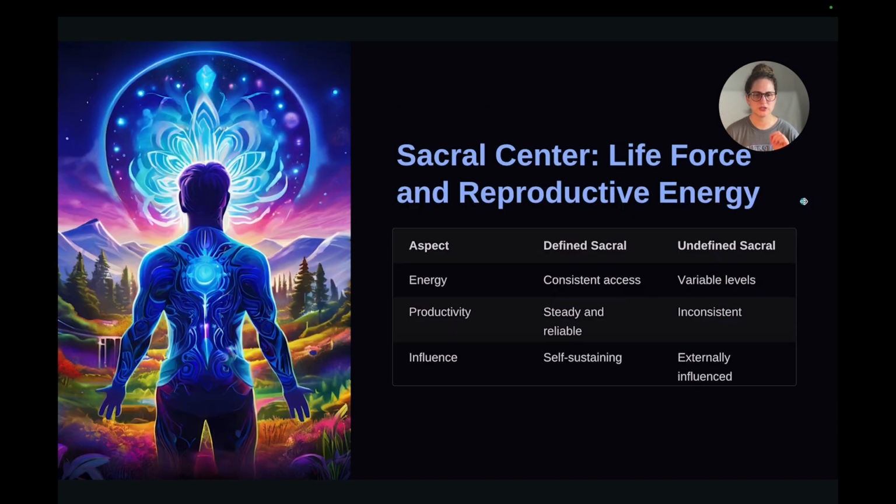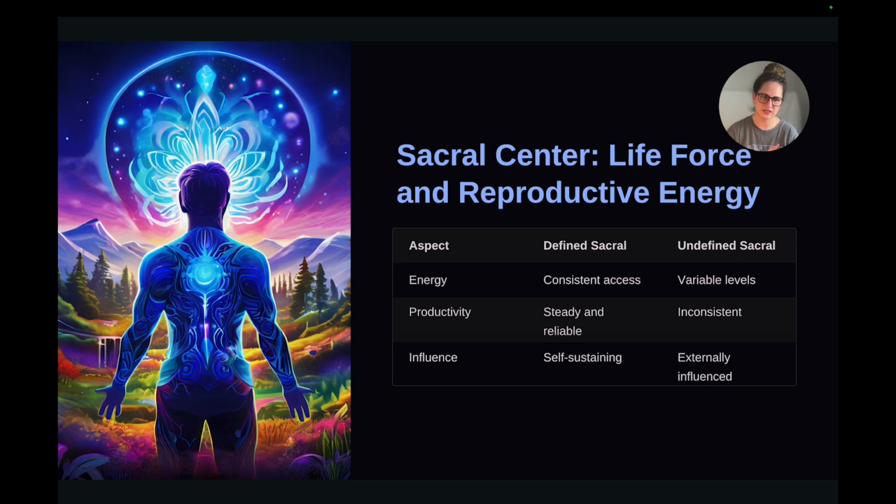All right. So the sacral center is life force and reproductive energy. So here's how this is showing up. A defined sacral center, which all generators and manifesting generators have. So as we talked about in the past, in a defined sacral center, the energy is consistent. So that aligns right with the idea of a generator. They have consistent energy constantly flowing through them. They're not reliant on outside sources to provide that.